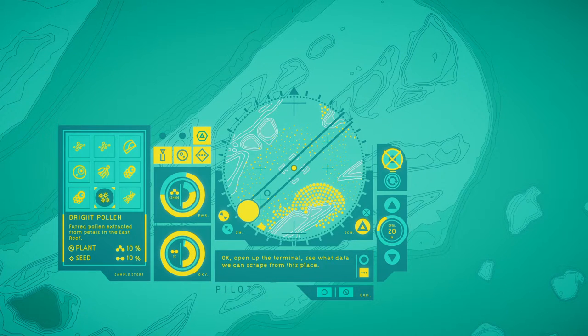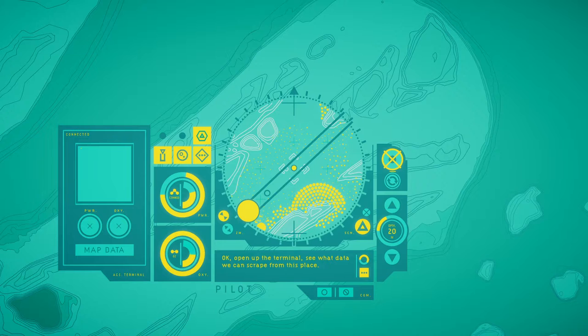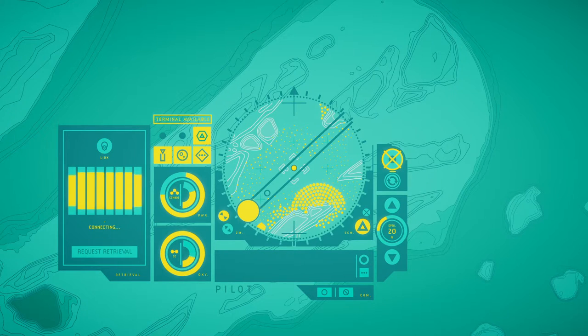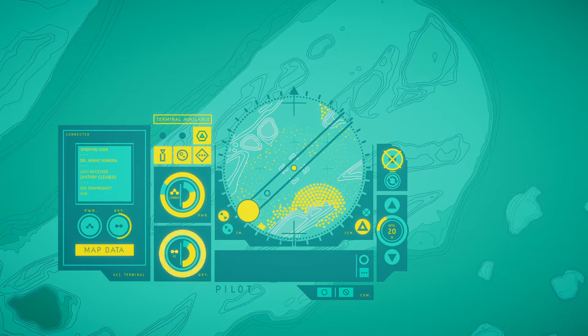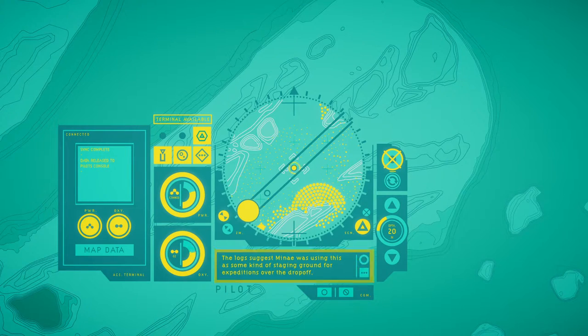Okay, open up the terminal, see what data we can scrape from this place. Data released, pilot console. The logs suggest Minaya was using this as some kind of staging ground for an expedition. She was looking for something out in the ocean, something deep and distant. Minaya doesn't do things at random. The way station, the research base, this is calculated. I feel like we are already ten steps behind her and we've barely even started.